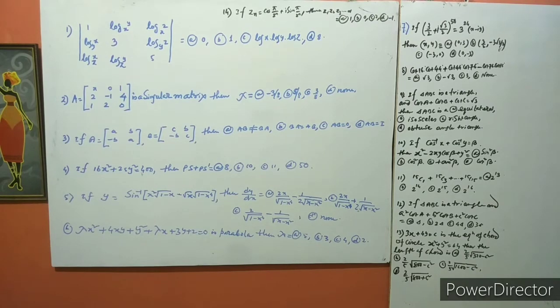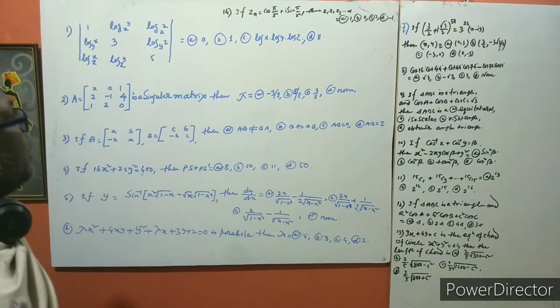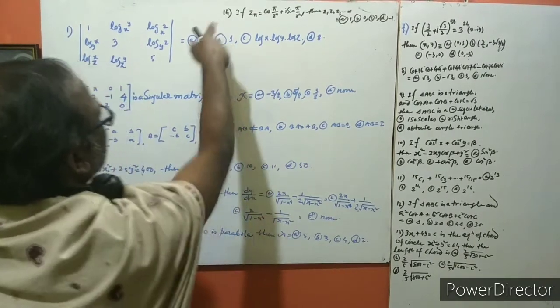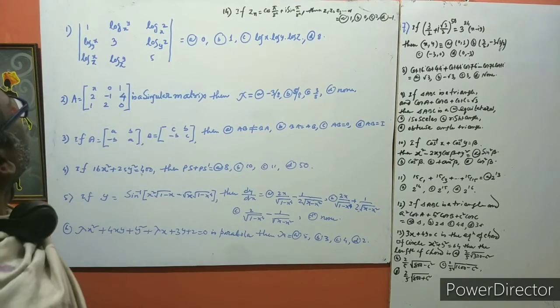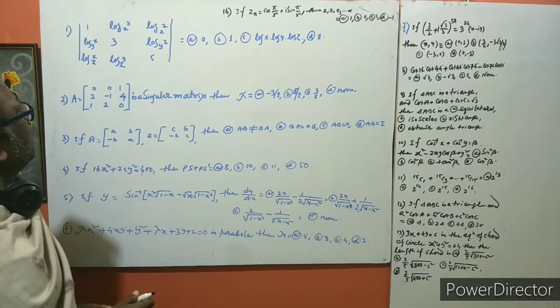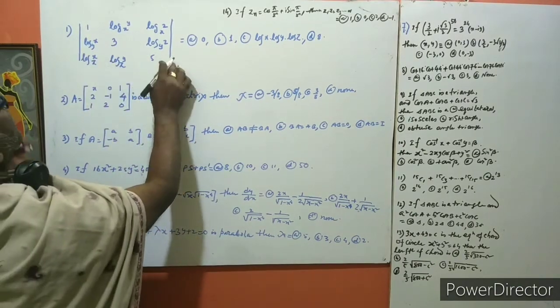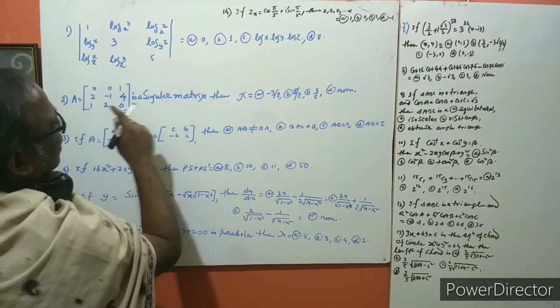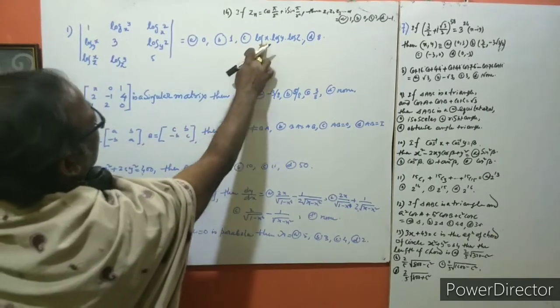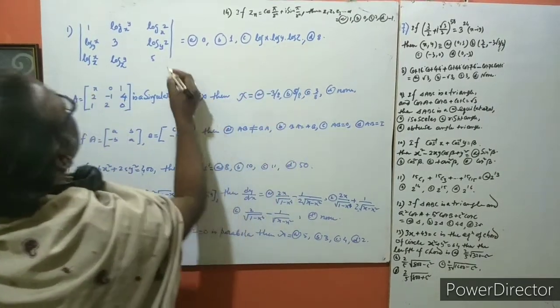This is the fourth class of different types of competitive exam. There are 14 questions here. There is 13 and this is the 14. Okay. So see, this is the number one question here. See the solution. Look here. This is here the options: 0, 1, log x log y log z, and 8.